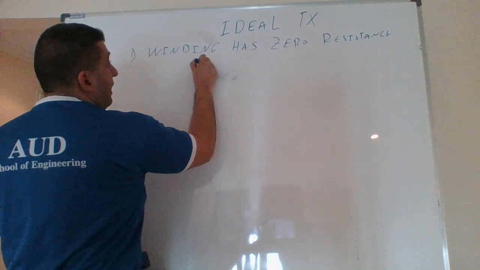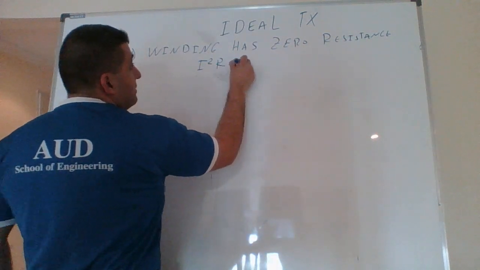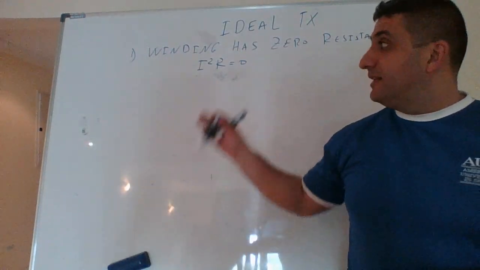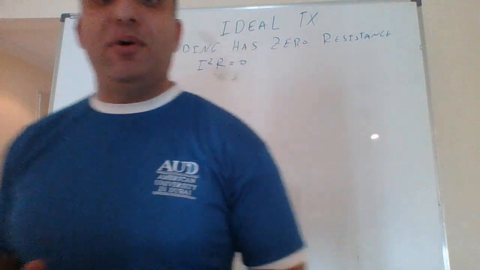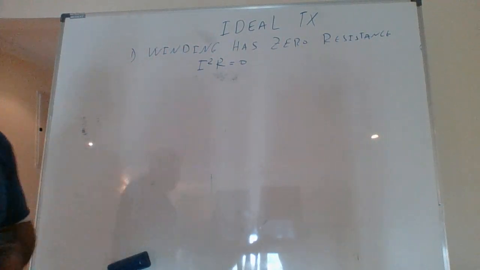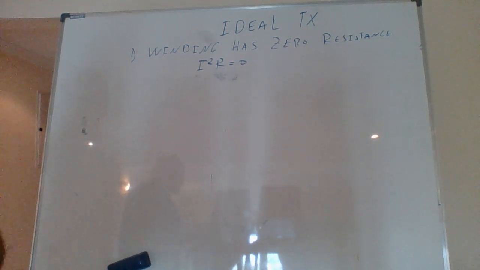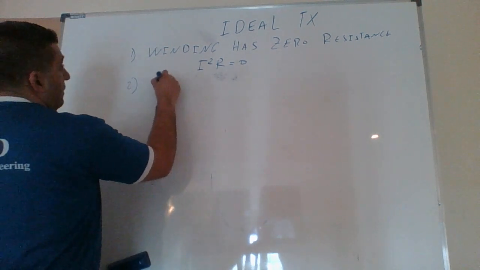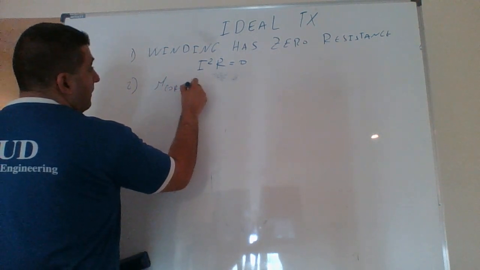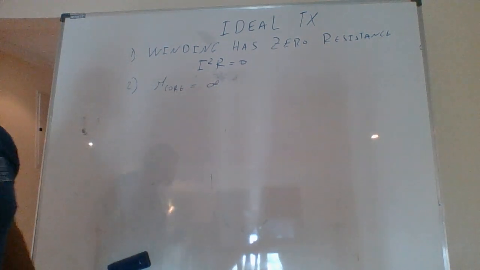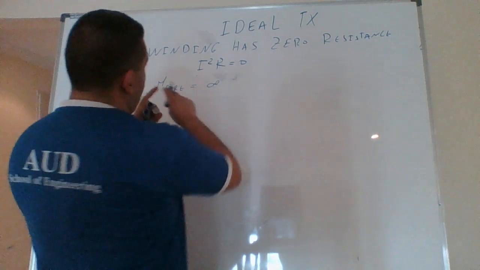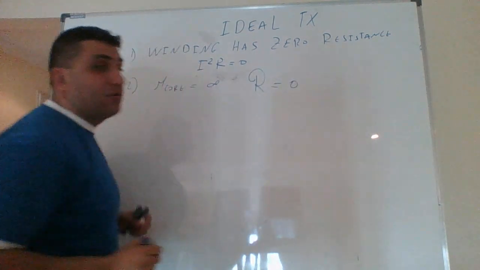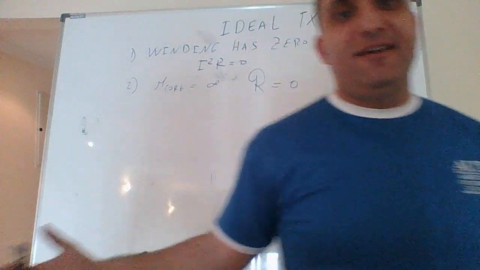This will give me I squared R equal to 0. That's for an ideal transformer. The second assumption is the permeability of the core material, the mu of the core, is infinite. Because the core mu is infinite, the reluctance of the core now becomes 0. So also I will not have any losses from a reluctance point of view.